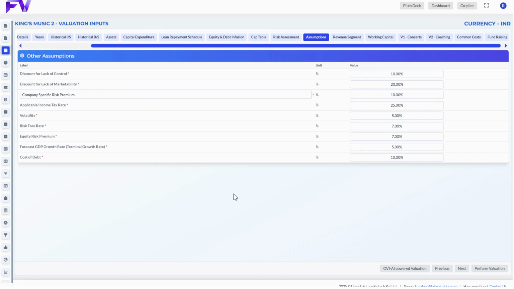Income tax rate, the effective tax rate applicable. Equity risk premium and GDP growth rate, essential for valuation forecasts. Cost of debt, the expected borrowing cost of the company.